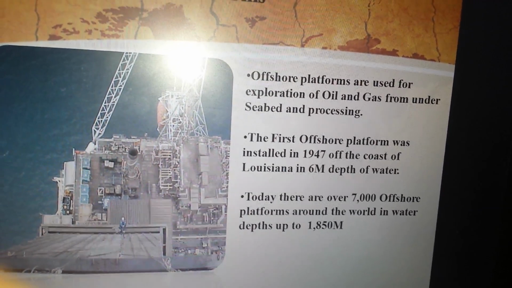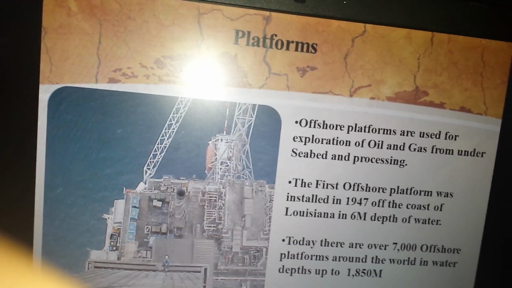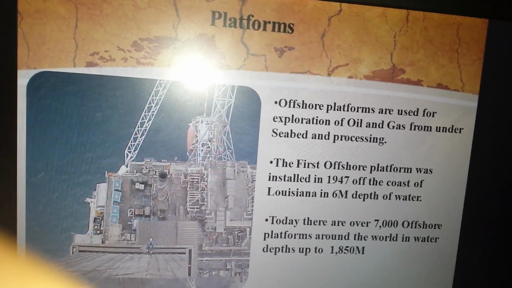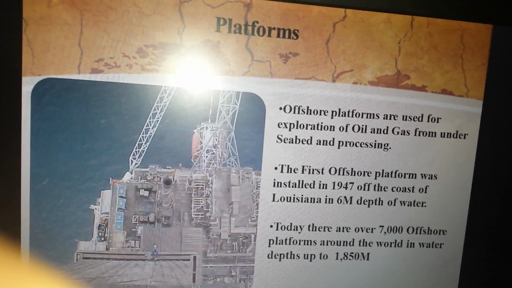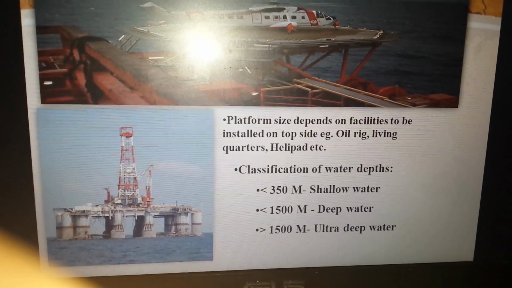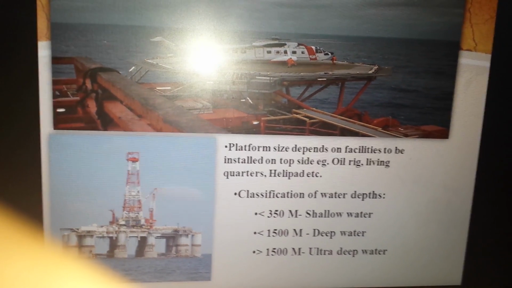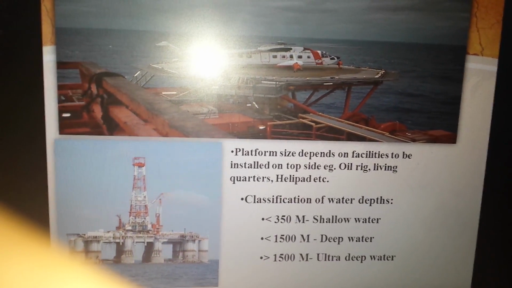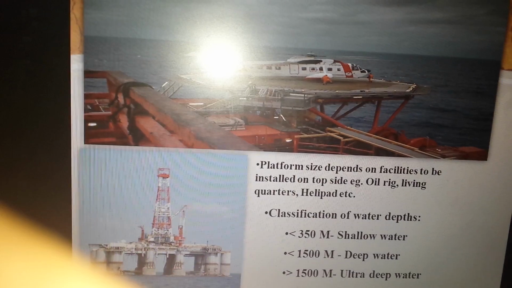exploration. Here is a picture of the first offshore platform that we used in 1947 in Louisiana, and it was about 6 meters deep. And today, as you can see, there are 7,000 platforms around the world, and they go up to about 1,850 meters depth. And the platforms generally consist of helipads, oil rigs, and living quarters. As you can see, in the classification of water depths, less than 350 they call shallow water, and more than 1,500 meters they call deep water, and some more than 2,000 meters they call ultra deep water.